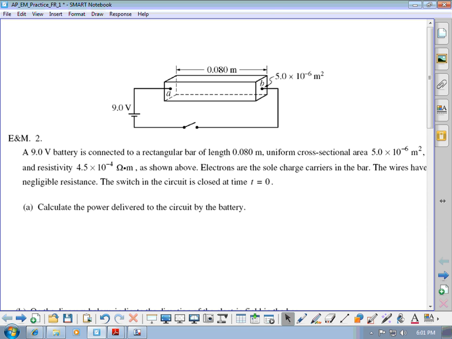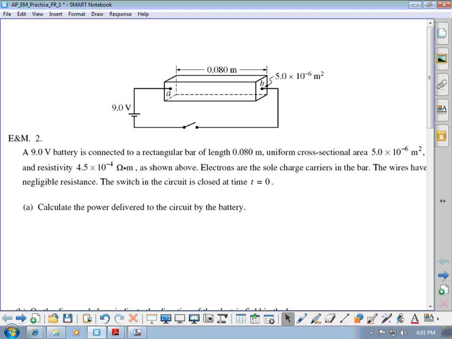So in this one we have a circuit, but it wasn't just a circuit that has resistors like we've always drawn. This actually shows a physical object as the resistor. We have this rectangular bar, they give you the length of the bar and the cross-sectional area of the bar, and they give you the resistivity also. It says that electrons are the sole charge carriers in the bar, the wires have negligible resistance, and the switch in the circuit is closed at time t0.